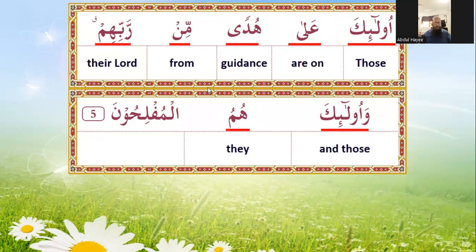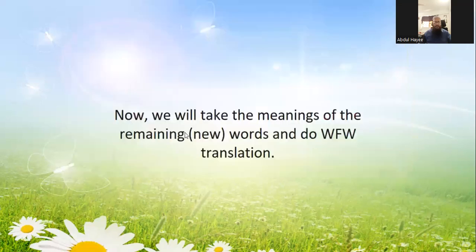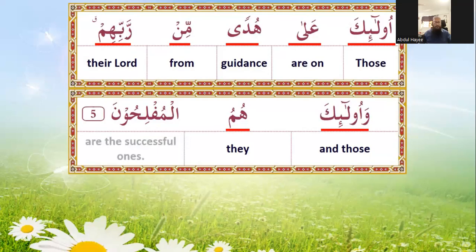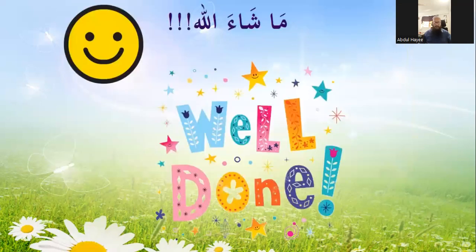So how many words did we know? We knew almost all except this one, al-muflihun. But look at the construction of this word. Alif lam tells us it's an ism, alif lam tells us it's marfu', and un tells us it's the plural word of that. So what is the meaning of this new word? The successful ones. It means those who are successful.